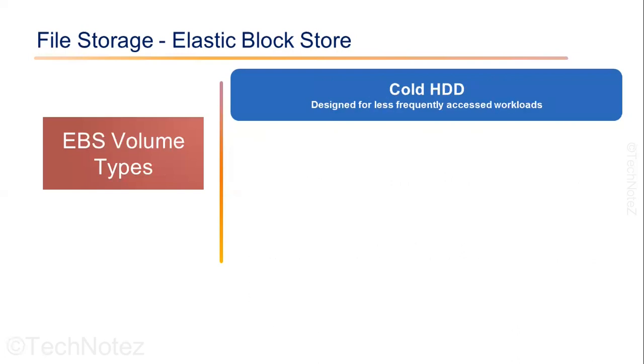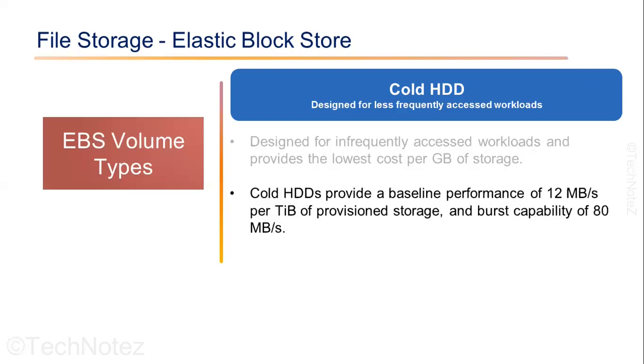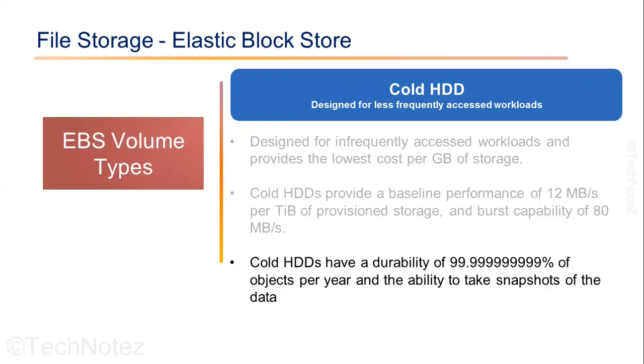Cold HDD. EBS Cold HDD is a storage volume type which is designed for infrequently accessed workloads and provides the lowest cost per GB of storage. Cold HDDs are also based on traditional magnetic hard disk drive technology and are optimized for infrequently accessed data such as backup, disaster recovery, and long-term archival storage. Cold HDD provides a baseline performance of 12 megabytes per second per TB of provisioned storage. Cold HDDs have great durability of objects per year and the ability to take snapshots of the data.